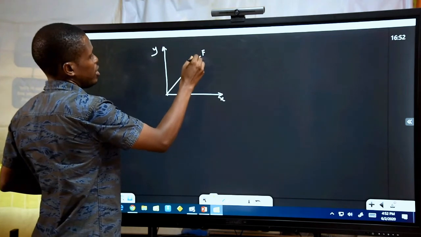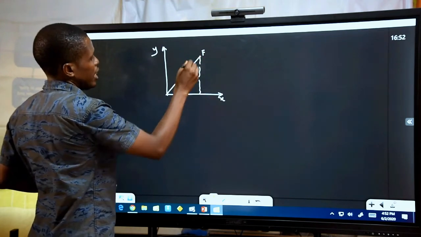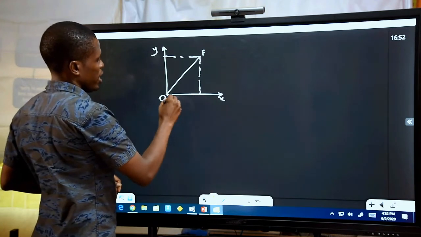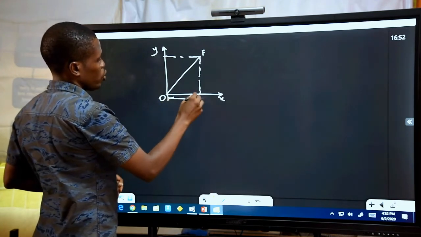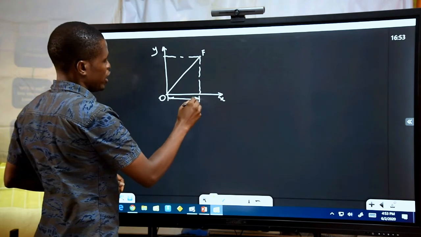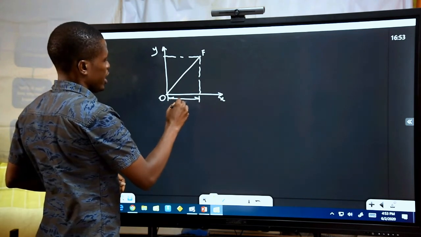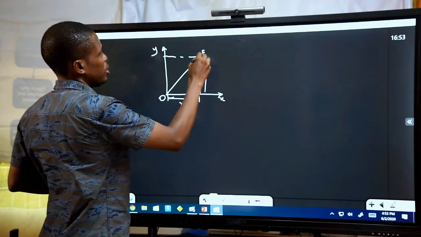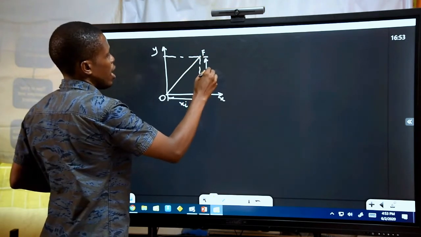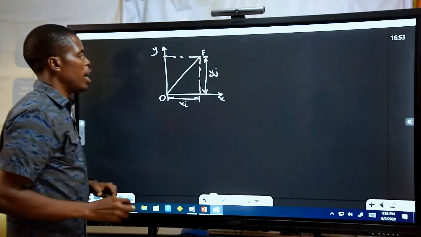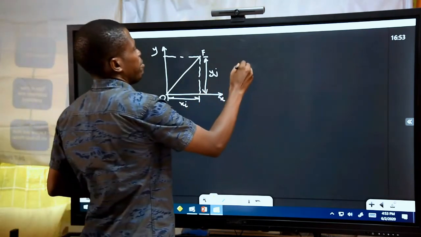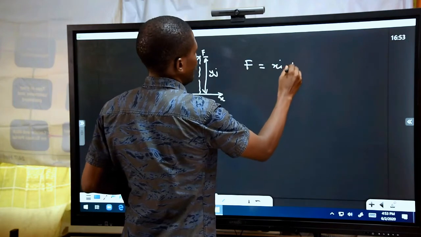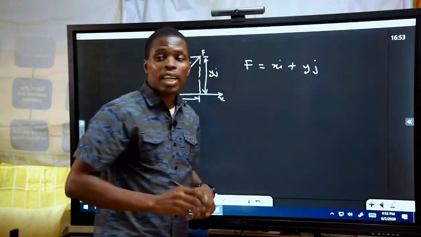Vector F is represented by these 2 points from O. If I call these 2 points, from here to here, this one is at this point, we call it xi, the i unit. And here, from here to here, we have yj. So vector F is equal to xi plus yj as a vector.